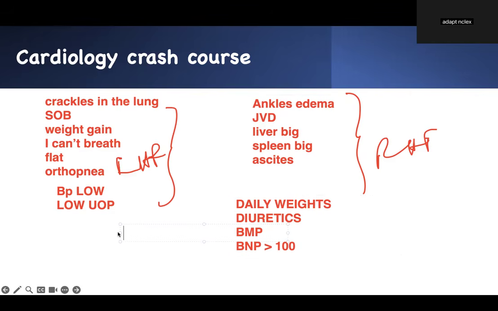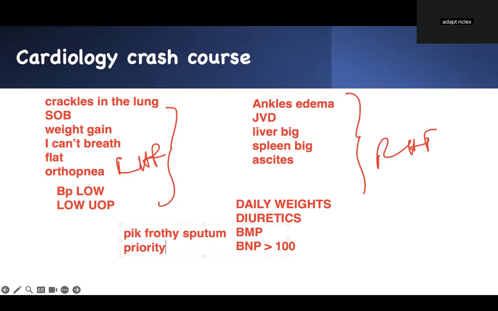What are you looking for on the NCLEX, nursing school? What are you looking for? Signs of pulmonary edema, where the patient is drowning. And what word are you looking for? Pink fluid sputum. This indicates pulmonary edema.